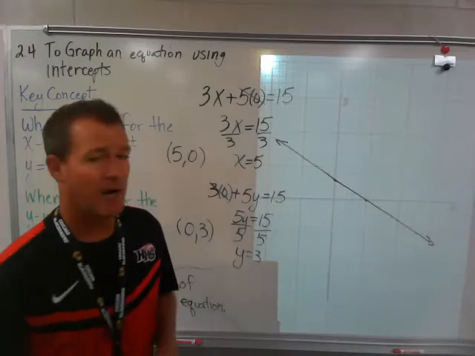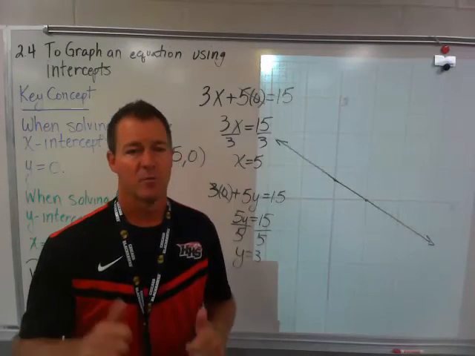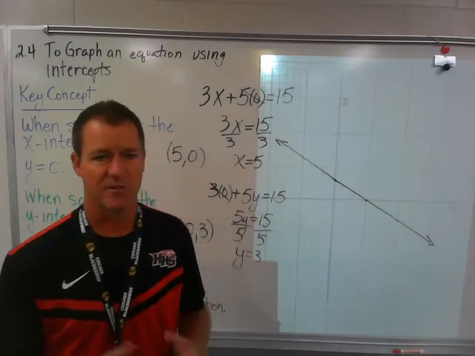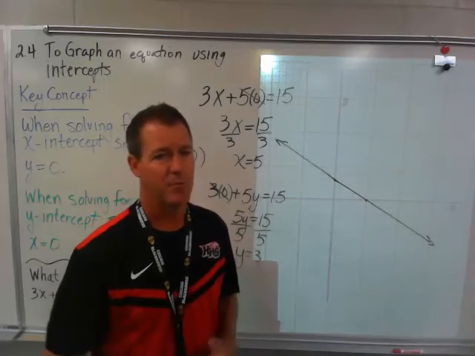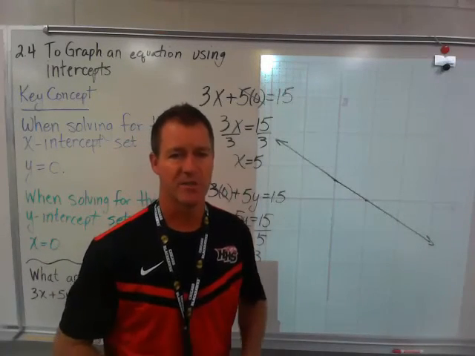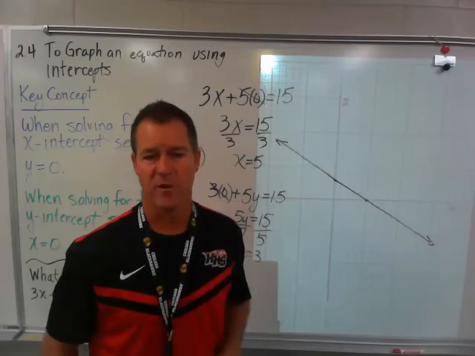So good luck with this. Remember, opposite variable set equal to 0 when you're looking for intercepts. Plot the points, draw your line in with a straight edge. Your ID works great for a straight edge.